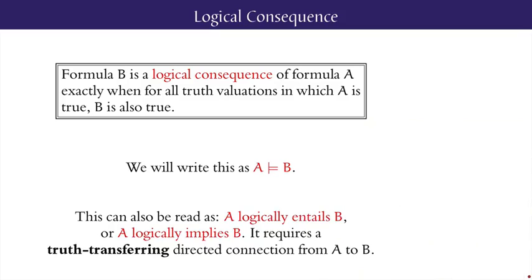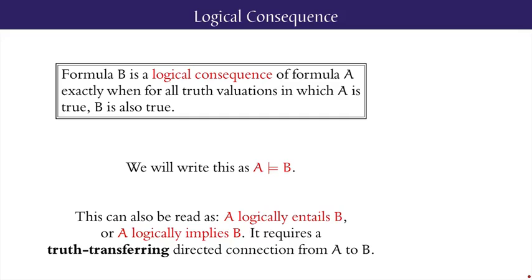The relationship requires a truth transferring directed connection from A to B. Where have we seen this before? Yes, it is indeed the same idea as that in the semantics of the material conditional. But while a conditional formula may be true or false on various rows of its truth table, the relationship A logically implies B requires that truth transfer occurs for all possible truth valuations to the atoms in A and B.